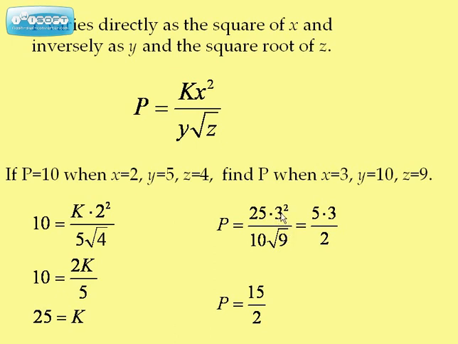That will divide with one of these 3's, so I just get a 3 there. The 10 and 25, I can divide a 5 out of each of those. So I'm left with 5 on top, 2 on bottom. So 5 times 3 over 2, 15 over 2. So there's my final answer right there. P is 15 halves.